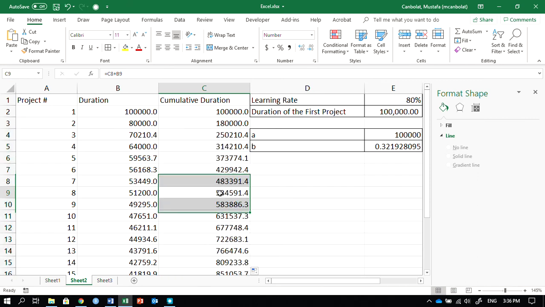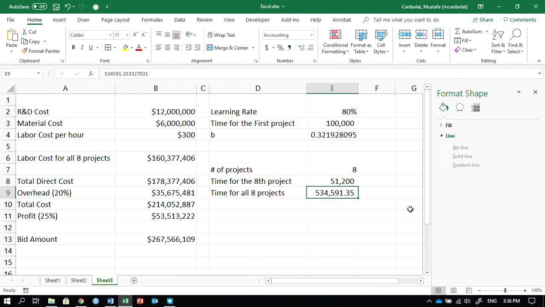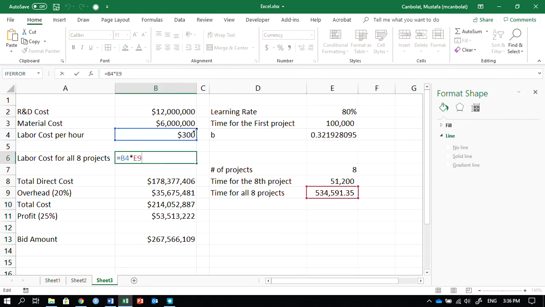So the time for the 8th project is 534,591. I punched that in here. I found the time for all 8 projects. And then the labor cost for 8 projects is going to be $300 times the time for all 8 projects.